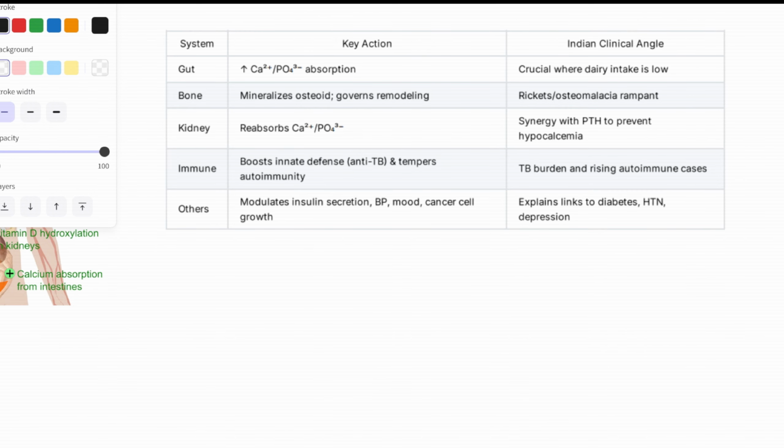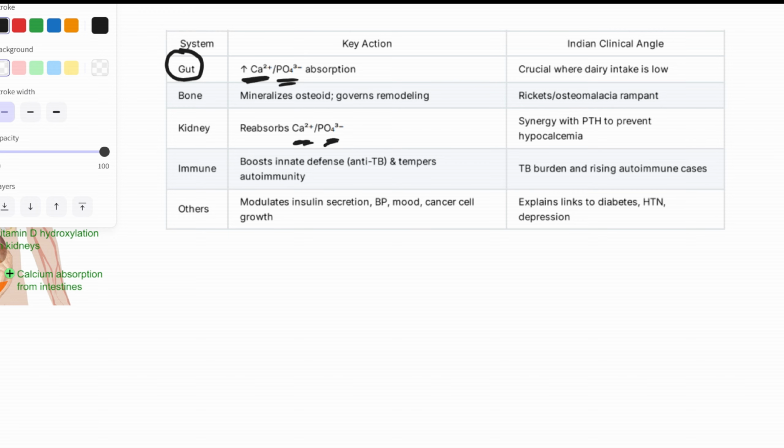Primary and most well understood significance of vitamin D. The foundation of its study is its crucial role in calcium and phosphate homeostasis, which is absolutely critical for strong bones. So, intestine or the gut is where calcitriol is the most potent stimulator of intestinal calcium and phosphate absorption.